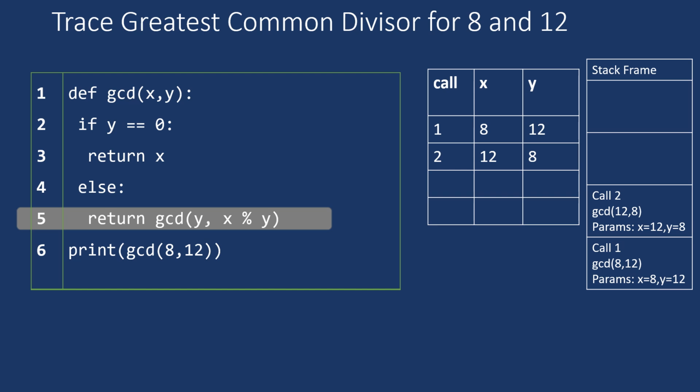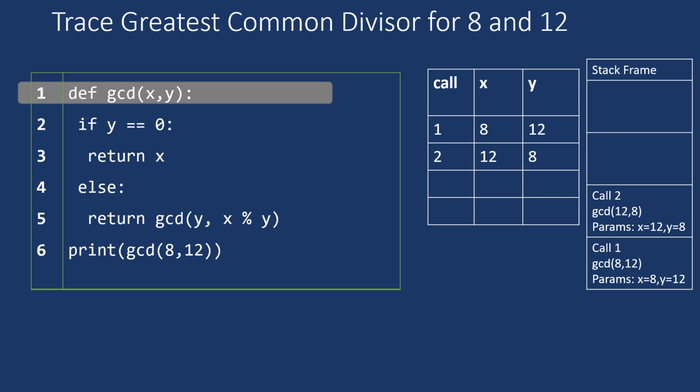Now what's basically happened is the two values essentially have flipped around. If we do x mod y, so if x in the previous iteration is 8, we mod 12, well, that gives us a remainder of 8, and then the x value in the next call was the y value in the previous call. So yeah, we've swapped those values around.